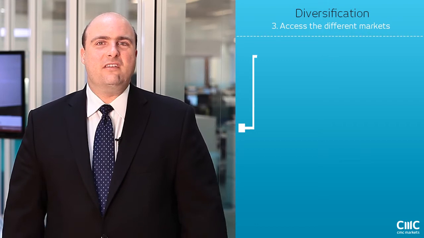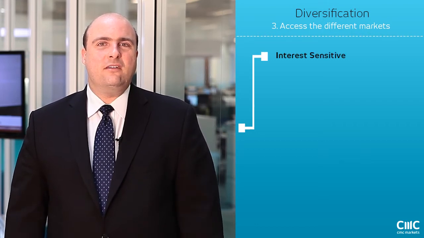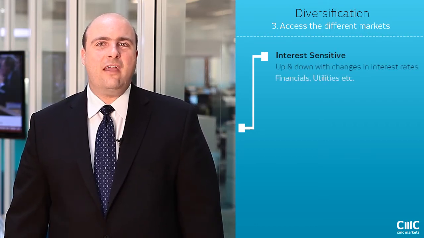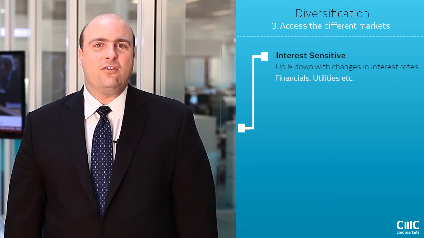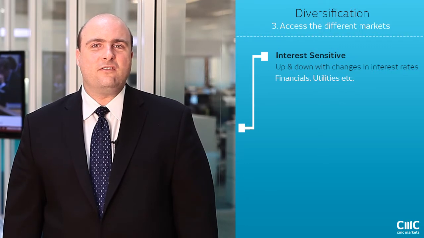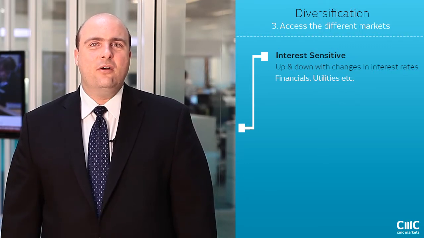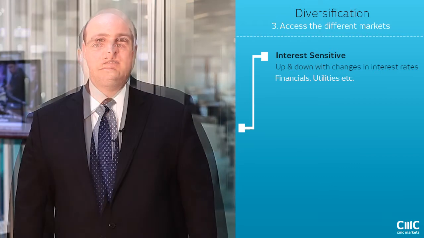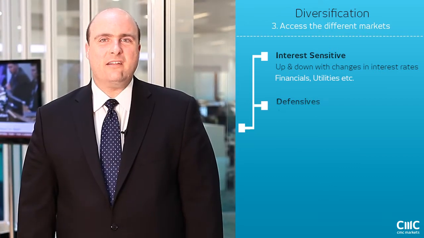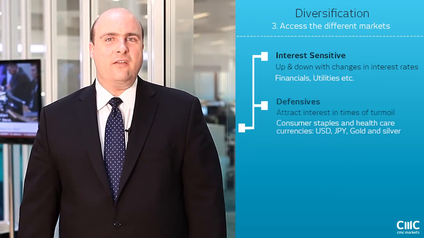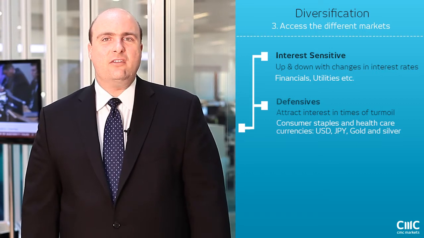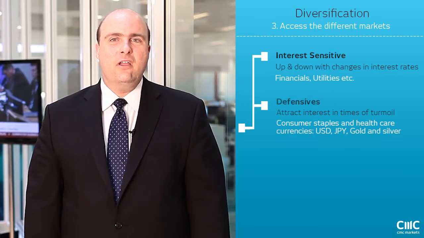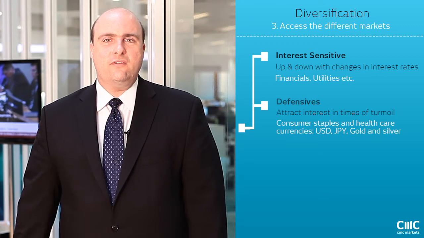The first group is the interest-sensitive group. These are areas that tend to go up when interest rates are going down and tend to go down when interest rates are going up. They include financial services stocks, utility stocks, telecommunications stocks, plus bonds and treasuries. Defensives are areas that tend to attract capital when people are worried about risk. In stocks, this includes the healthcare and consumer staples areas. In currencies, this includes the US dollar, the Japanese yen, plus gold and silver.